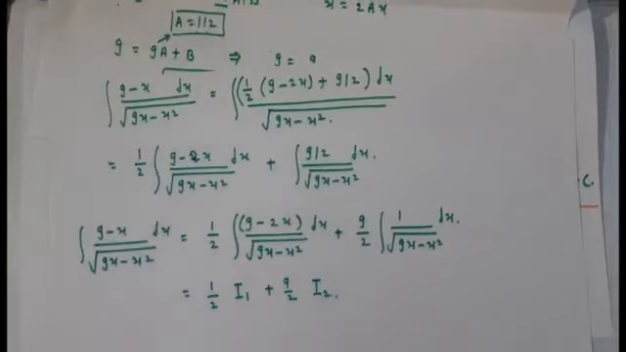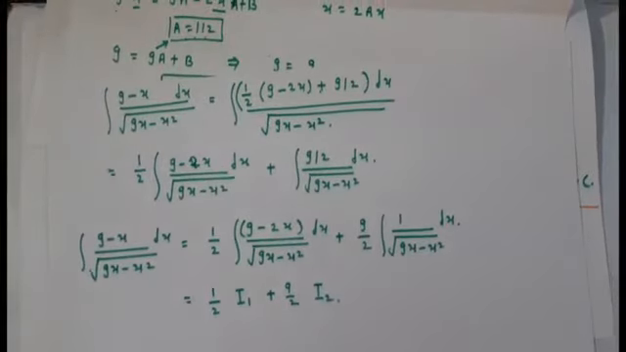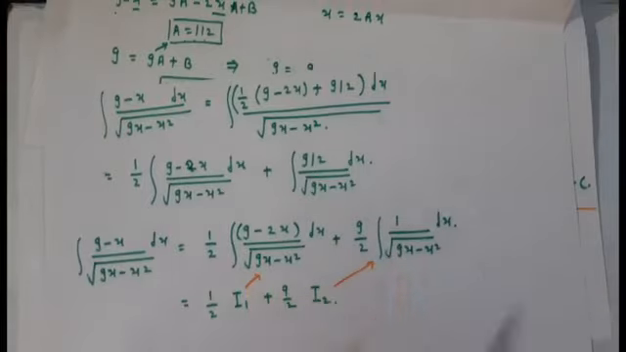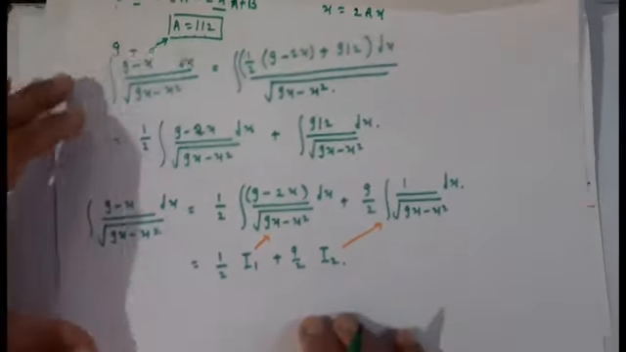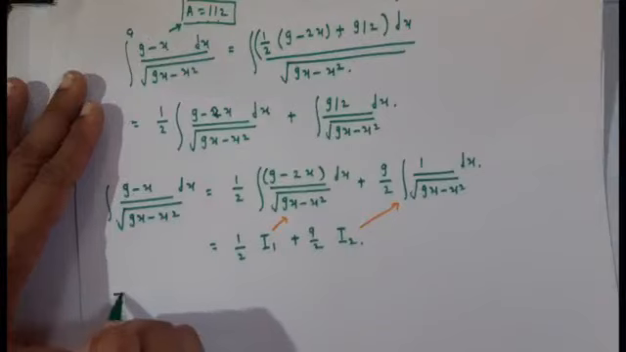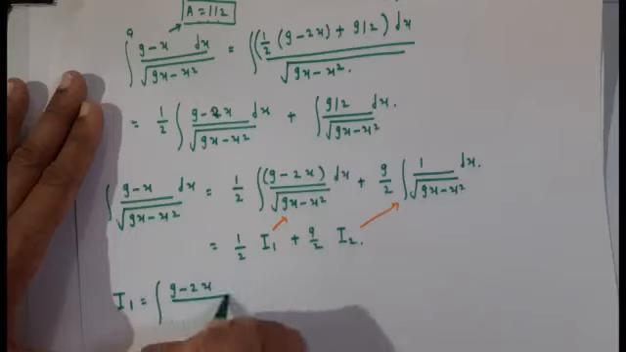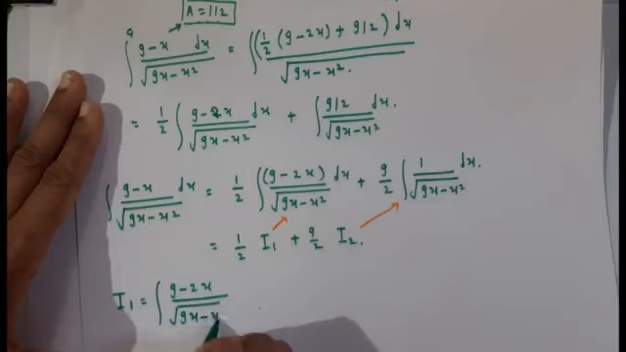This is the integration I1 and this is the integration I2. Now let us solve the first integral, that is I1 equal to integration of 9 minus 2x upon square root of 9x minus x square with respect to x.